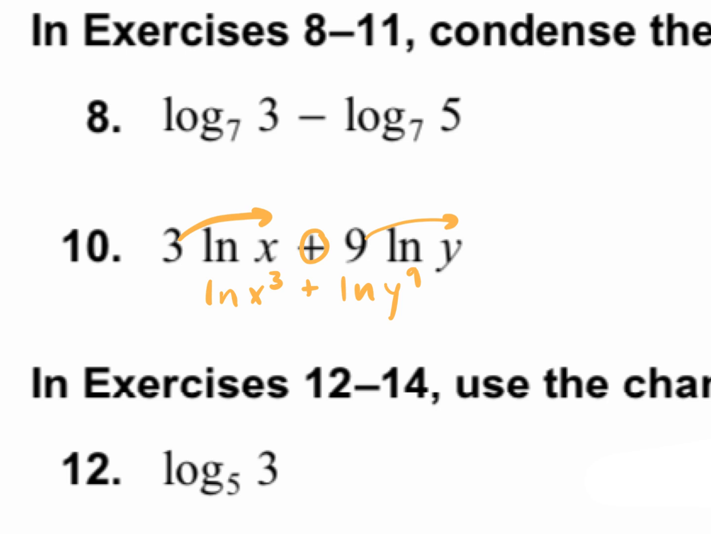If you have a coefficient in front of that ln, just make it the exponent on your variable or on the number. Now what goes with addition? Multiplication. So how would I write my answer? x to the 3 and y to the 9, that's it? With an ln on the outside. So when you're condensing it, you're condensing it down to one ln, but don't forget that ln in your answer, or the log. But you get rid of the other one. So you're condensing it down to just one ln in your answer.